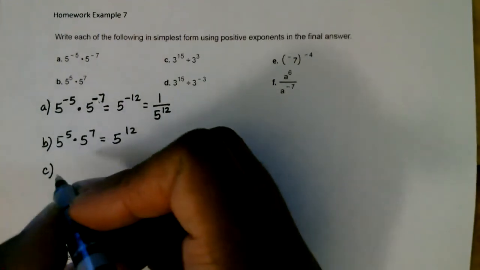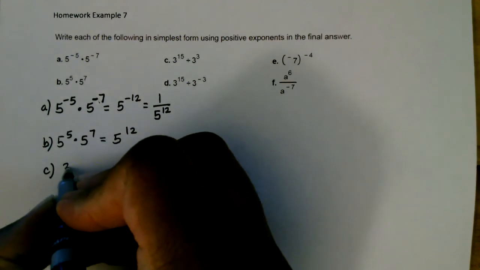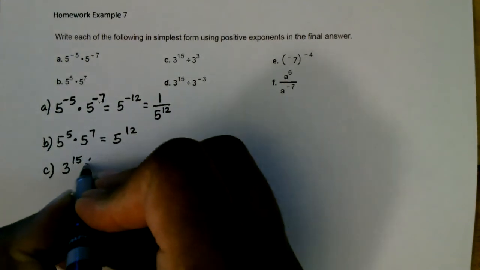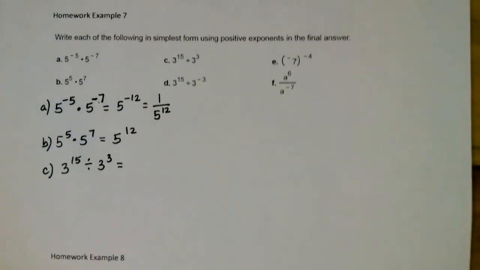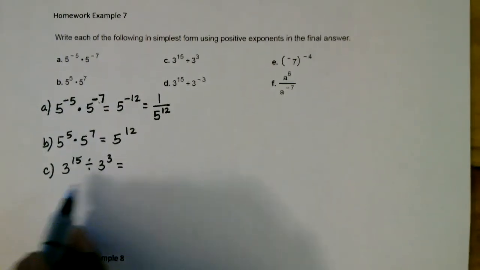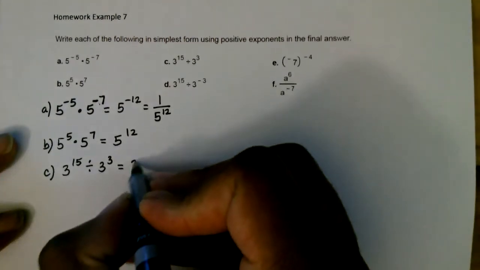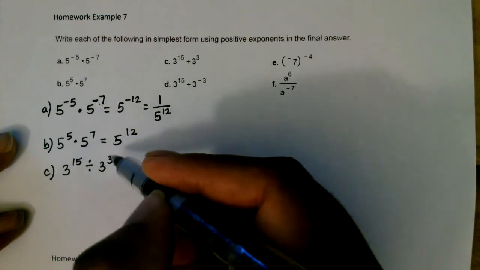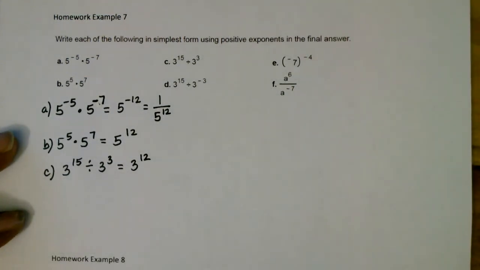Now part C, I've got 3 to the 15th power divided by 3 cubed. As you can see here, I'm dividing powers of the same base. So I bring over the base of 3, then I'm going to do 15 minus 3, which is 12. So 3 to the 15th divided by 3 cubed will be 3 to the 12th power.